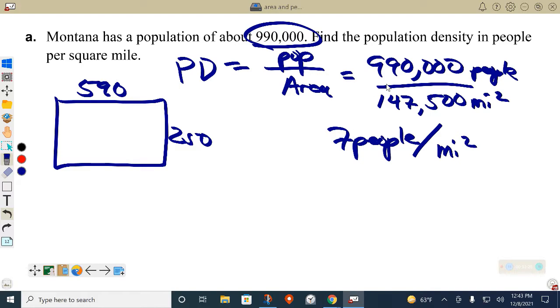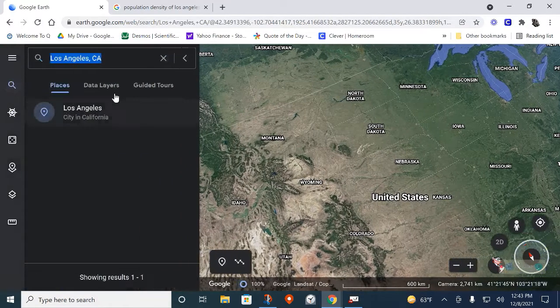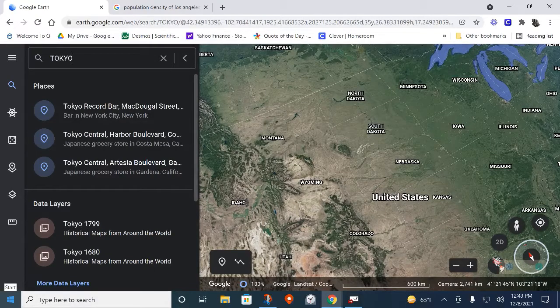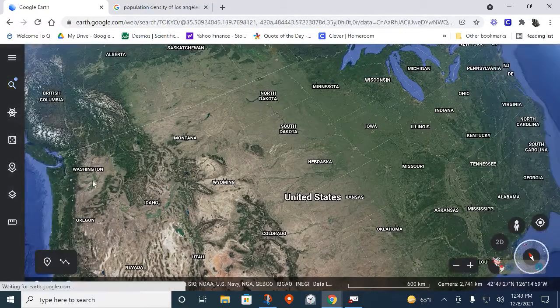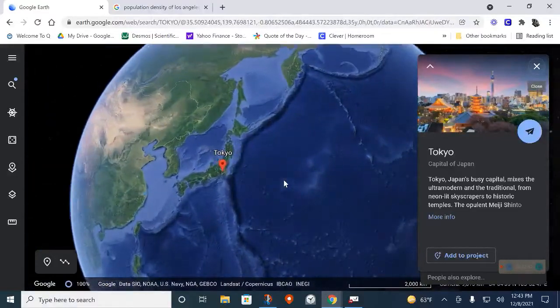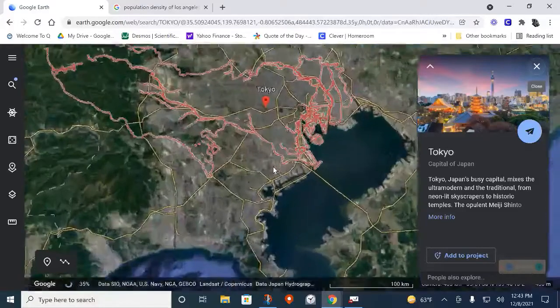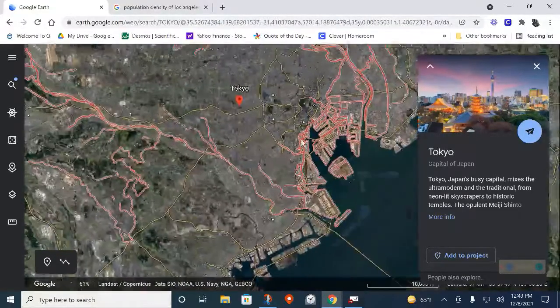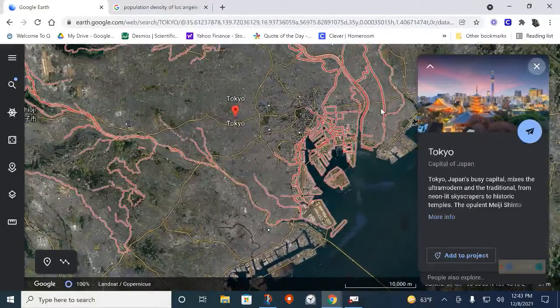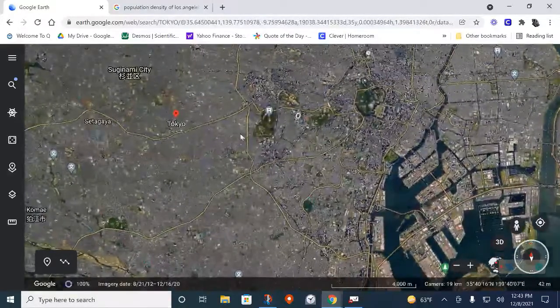You want a place that's real packed? Let me fly you to a place that's real packed. Let's go to Tokyo. You want to talk about a packed city? Boom, right there. Let's zoom in. This place is packed. But I'd love to taste the sushi there. I'm a big sushi fan.